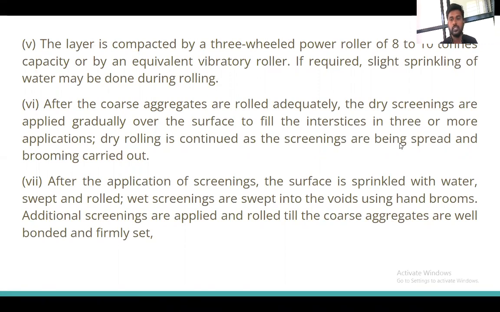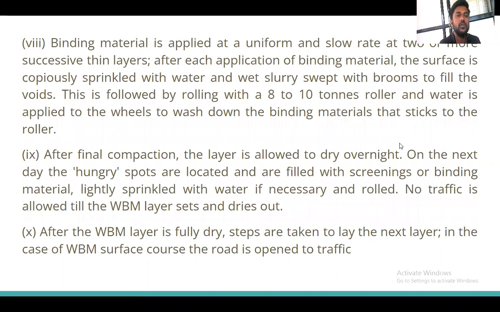Then the next step: the binding material is applied at a uniform and slow rate in two or more successive thin layers. After each application of the binding material, the surface is copiously sprinkled with water, and wet slurry is swept with brooms to fill the voids. This is followed by rolling with an 8 to 10 ton roller, and water is applied to the wheels to wash down the binding material that sticks to the roller.